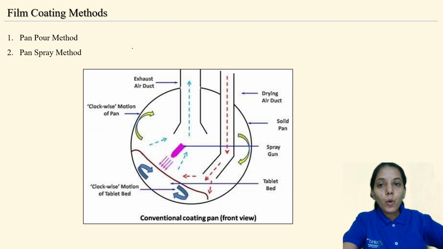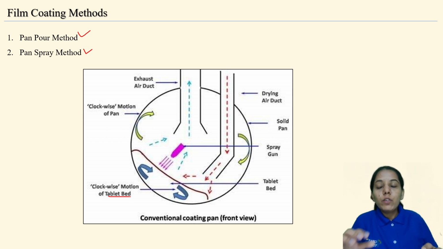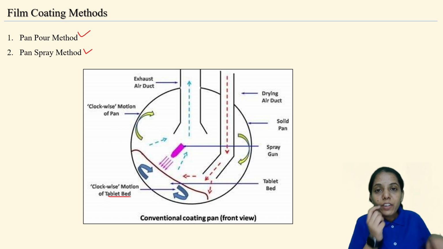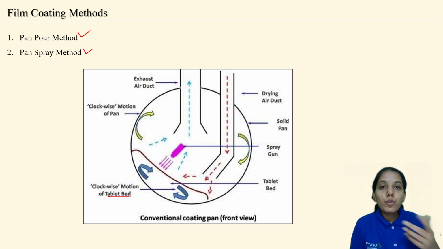So see, film coating method. That is the pan pour and pan spray method. Basically this is rotating. Here you can see this is a clockwise motion of a tablet bed. Tablet bed means not individual tablets will be coated. A certain amount of tablets will be taken, 500, 600 minimum quantity. That entire group of tablets is known as the tablet bed. That will rotate. Why rotation? To form a uniform coating.